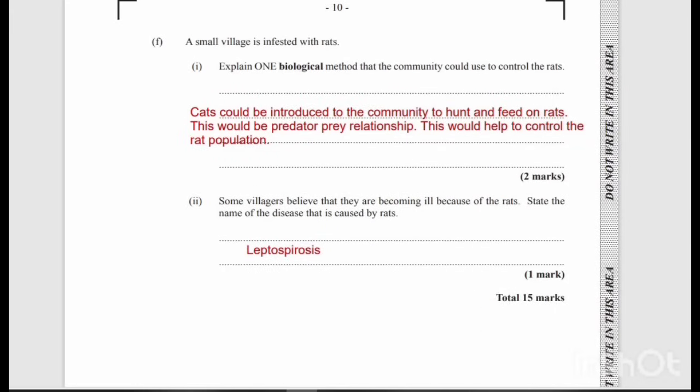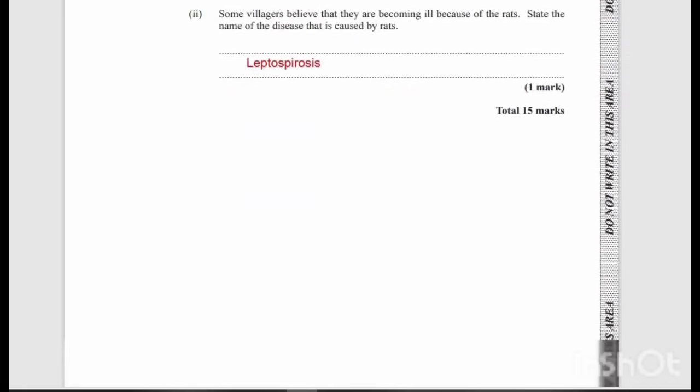The next part of the question says some villagers believe that they're becoming ill because of the rats. State the name of the disease that is caused by rats, and the disease is leptospirosis. Yes, I know it's long, and if you don't remember exactly how to spell it when you see it on an exam, as long as you can figure out what you're trying to say, guys, we would give you the mark. Leptospirosis. Try and spell it as close as possible though, so we can figure it out.